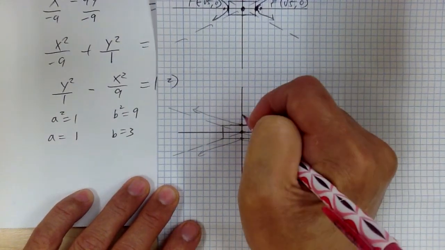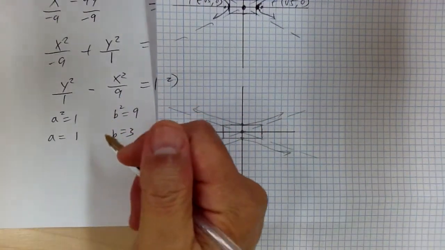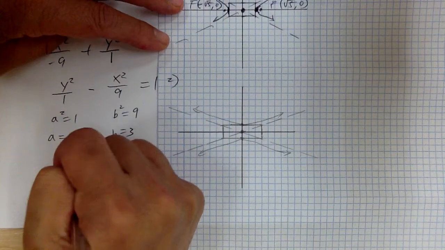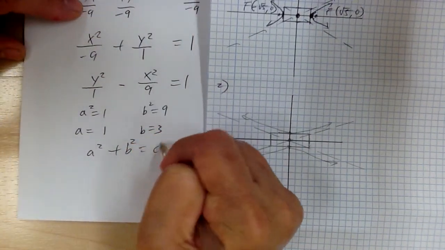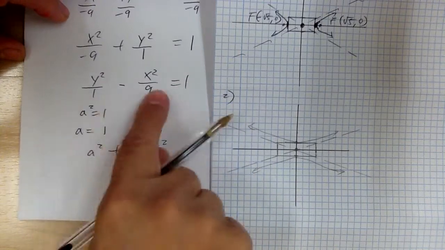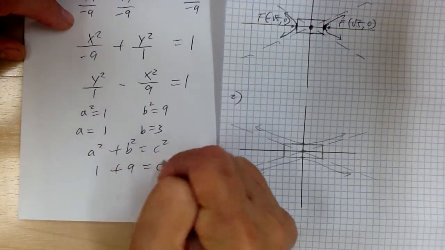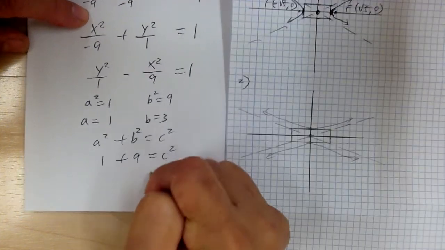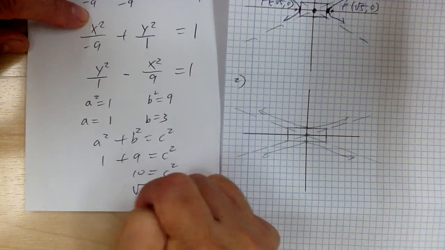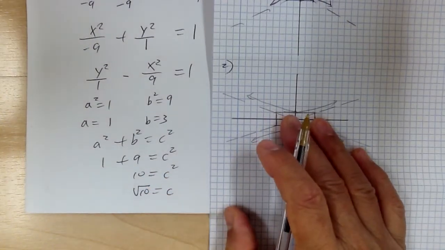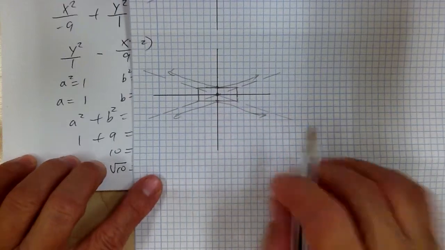And your focus is going to be here or here, right? So again, to find the focus, you have to find c. So you got a squared plus b squared equal to c squared. Whatever you have over here, that's your a squared and b squared. So you got 1 plus 9 equal to c squared. So c squared equal to 10, so c equal to square root of 10. Okay, so that's the distance to the focus. This is about 3.3.